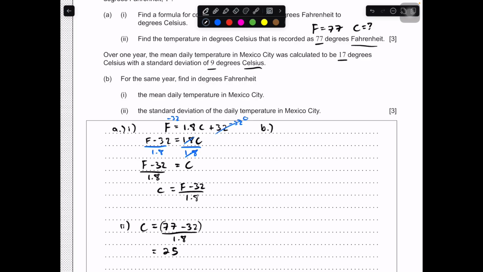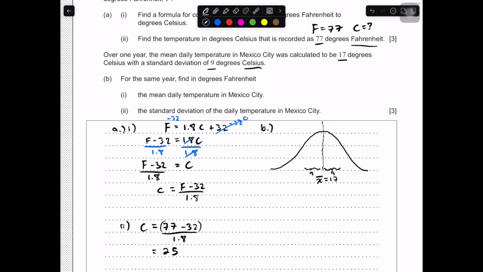Okay, so remember we've got something like this, a standard normal curve, and it's symmetrical about the mean. This is X bar, and in this case the mean daily temperature of Mexico City is 17. Then we've got this standard deviation, which we give this sigma, and in this case sigma is equal to 9, so they're both the same. So what is the mean daily temperature of Mexico City?